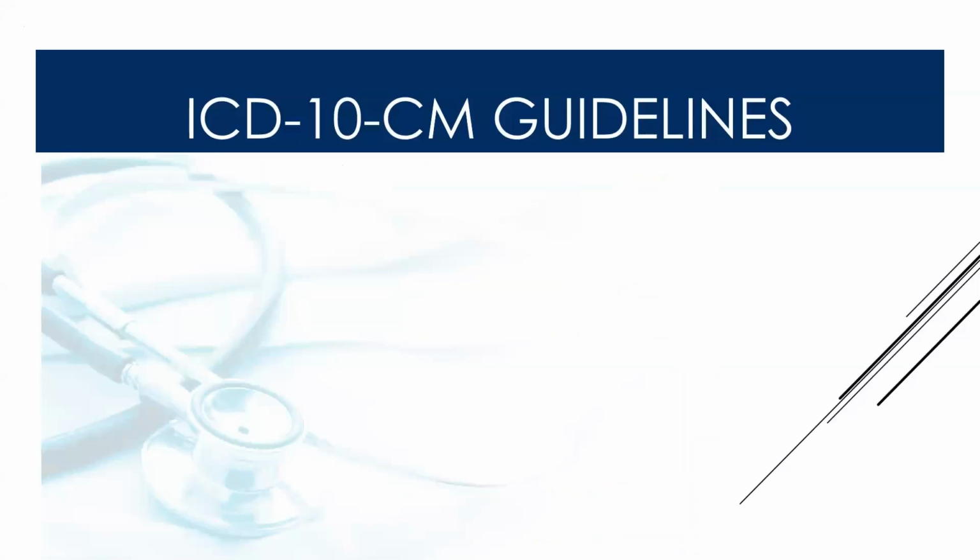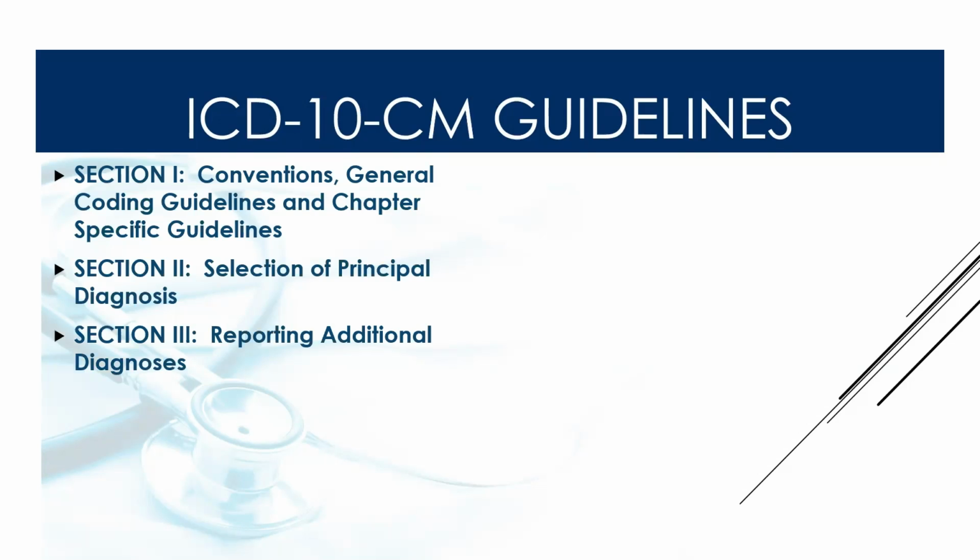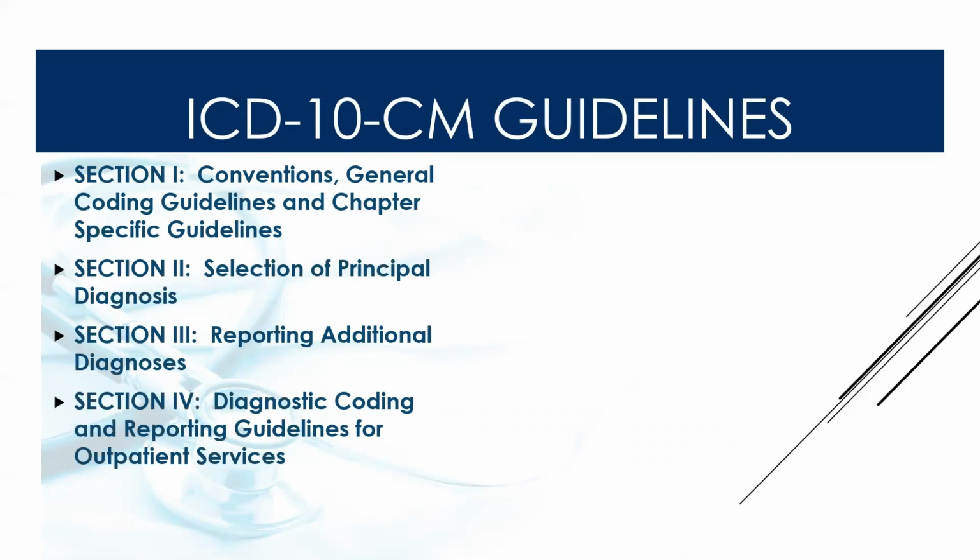The guidelines are broken down into 4 sections. Section 1 includes the structure and conventions of the classification and general guidelines that apply to the entire classification, as well as chapter-specific guidelines. Section 2 includes guidelines for selection of the principal diagnosis. Section 3 includes guidelines for reporting additional diagnoses, and Section 4 provides guidelines for outpatient coding and reporting.